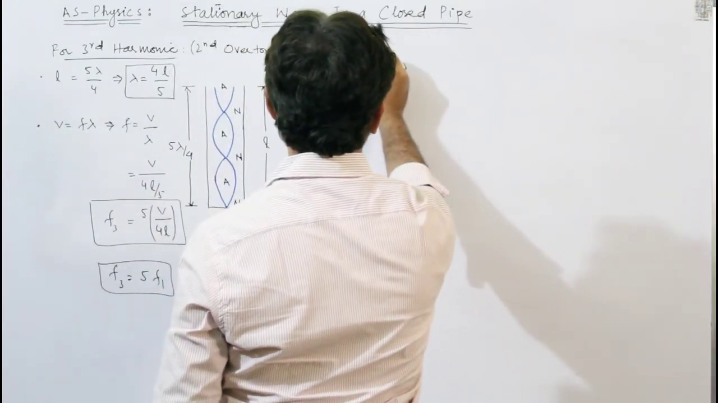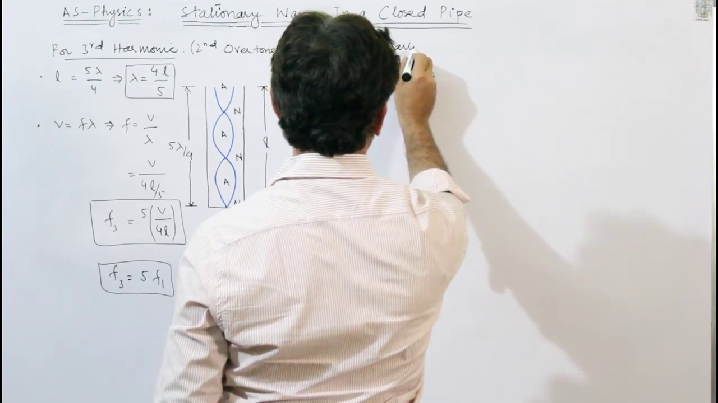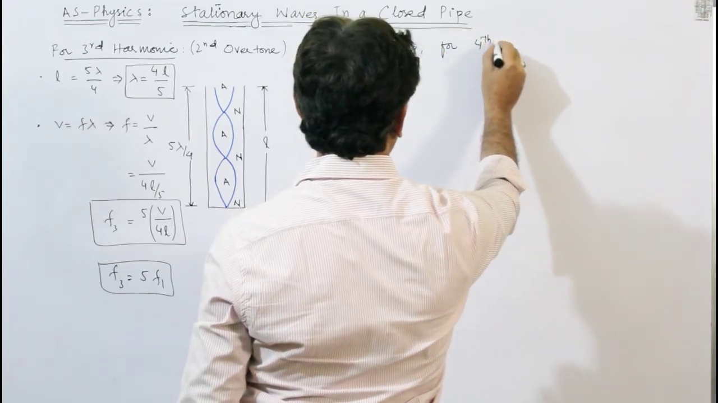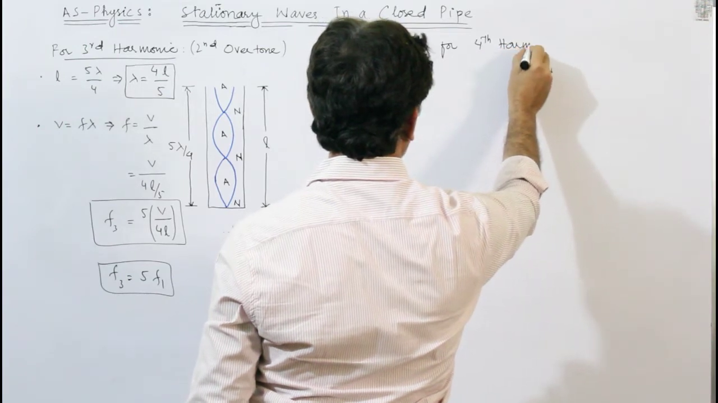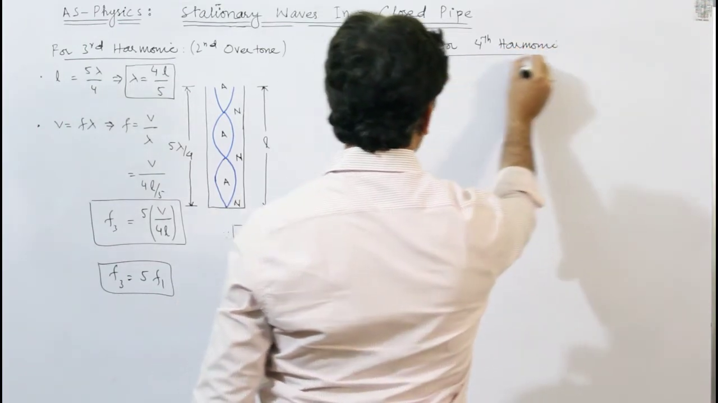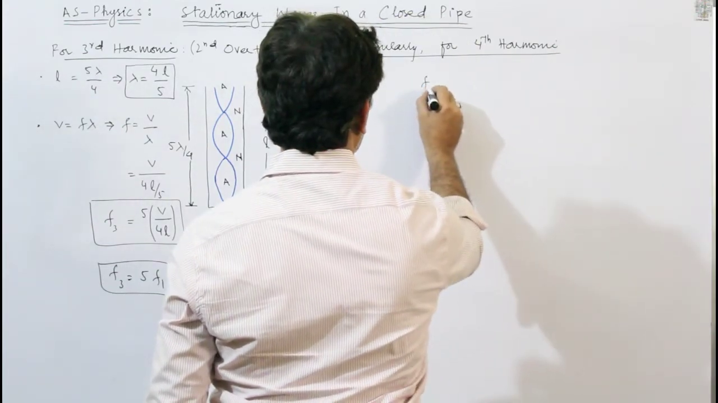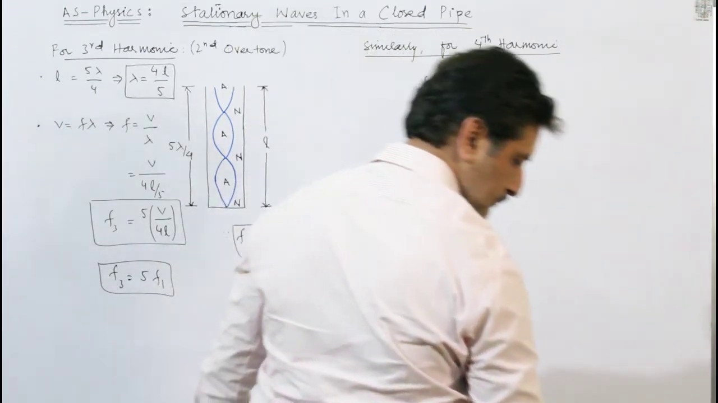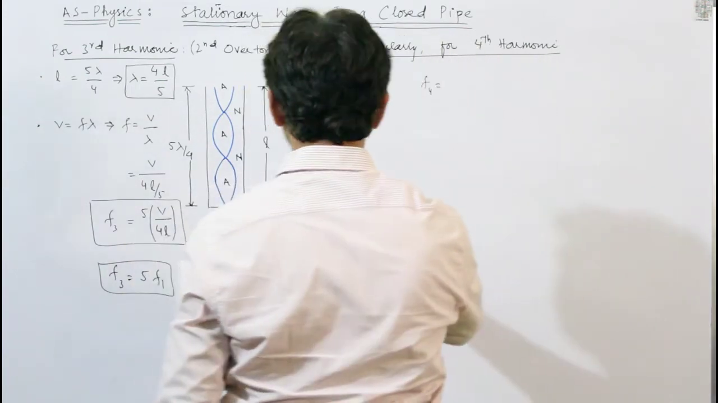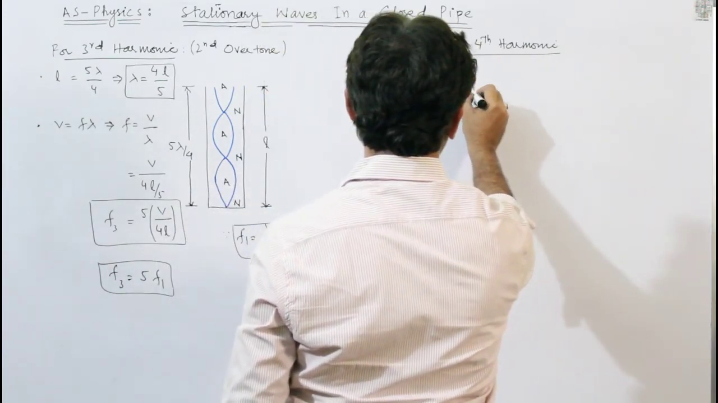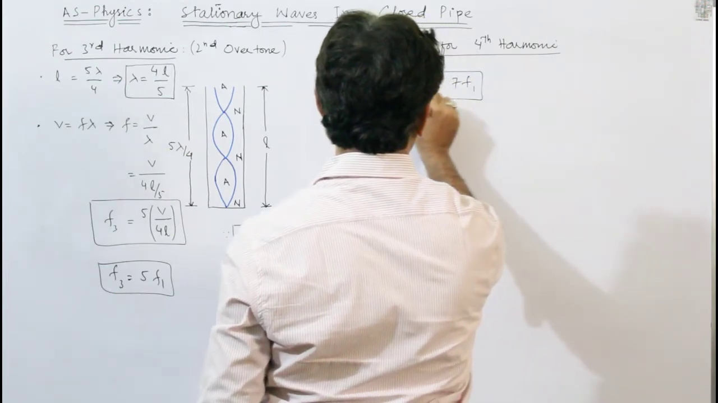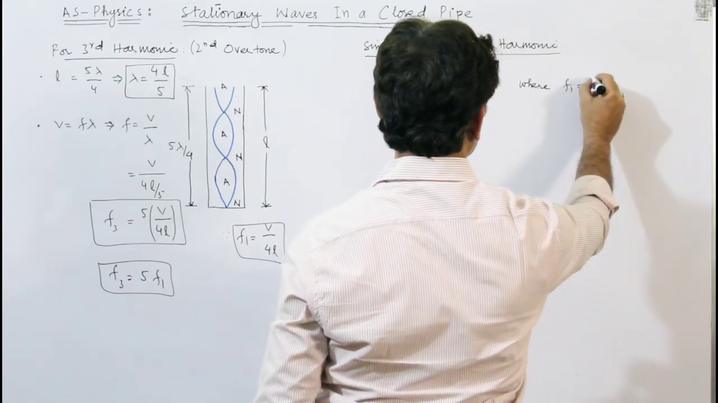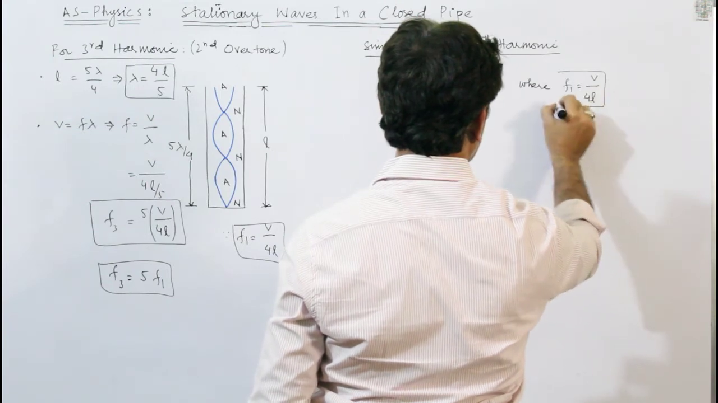Similarly, for the fourth harmonic, we will write here F4 is equal to 7 times F1, where F1 is equal to V over 4L. That is the fundamental frequency.